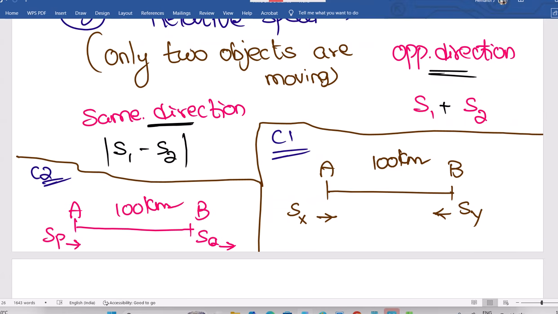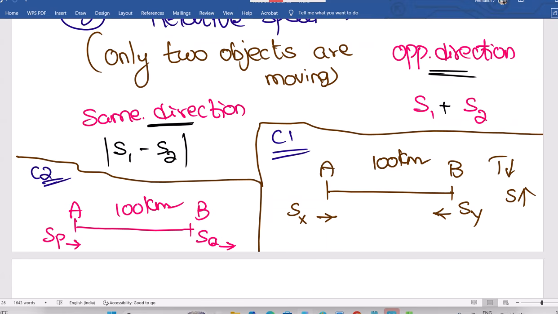In the second case, it will take more time to meet because Q is traveling and P is also traveling in the same direction. P should travel with more speed, overtake and meet Q. It will take more time. So in the first case, X and Y will take less time to meet. In the second case, P and Q will take more time to meet. Time less means speed must be more, provided distance is constant.